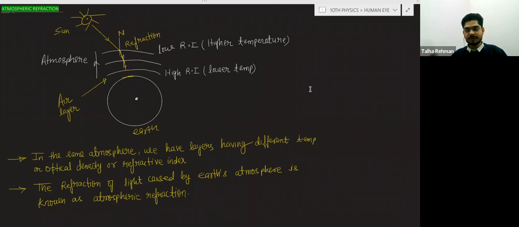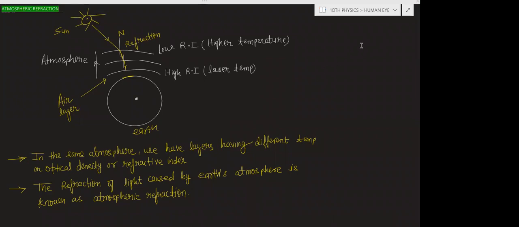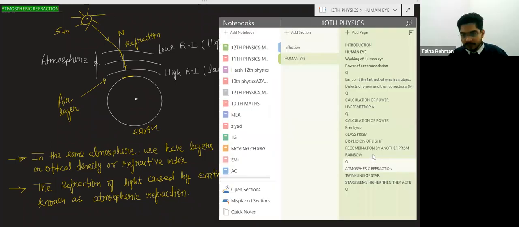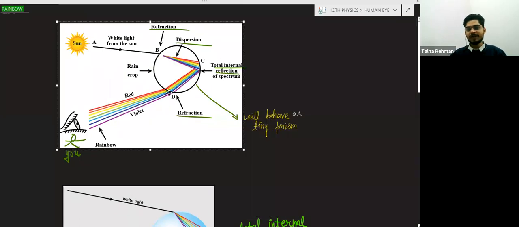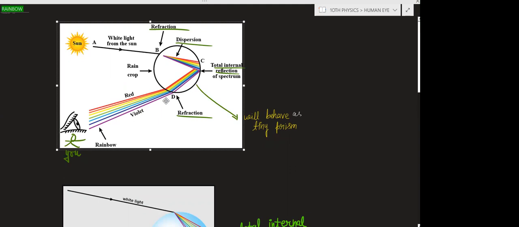Completed. Okay. Martin, do you want to ask any doubt? No, sir. So, can you tell me one question? At this point D, why is there a refraction in the rainbow? Because it hits the water droplets. The water droplet behaves like a prism.